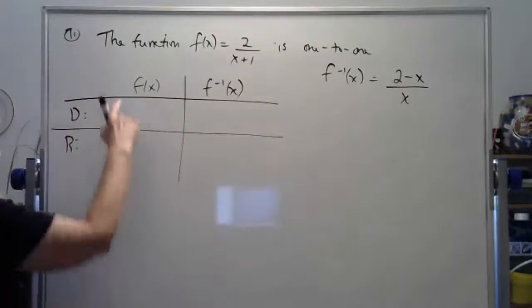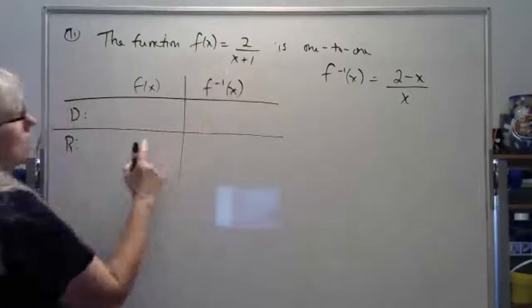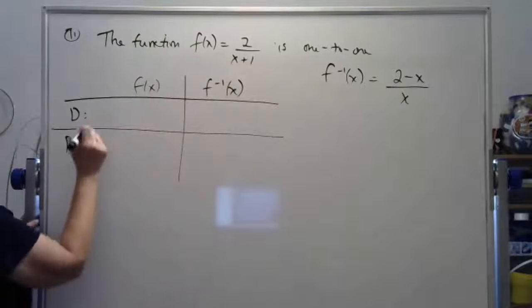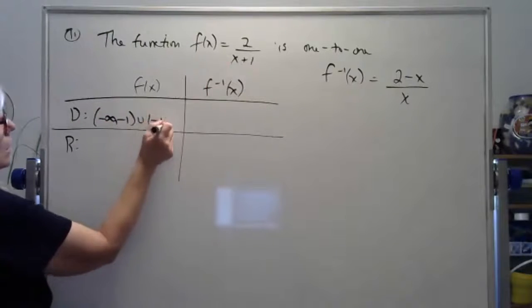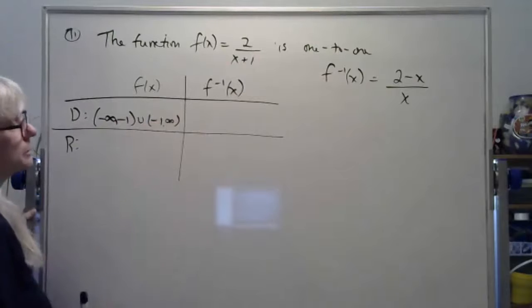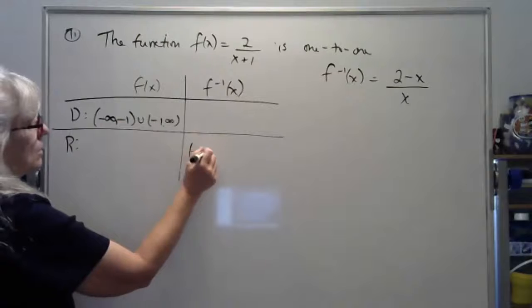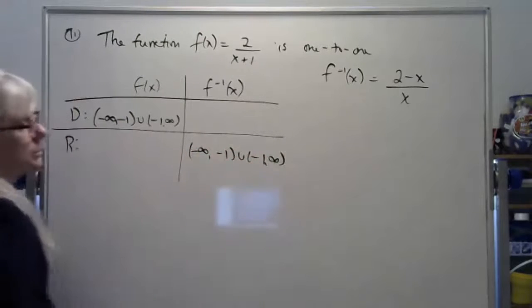Okay, so for the original function, it blows up when x is -1, right? Because in this function, we can't divide by 0, so we have to avoid -1. So the domain is negative infinity to -1, and -1 to infinity. So that means the range of the inverse function is going to be negative infinity to -1 and -1 to infinity.